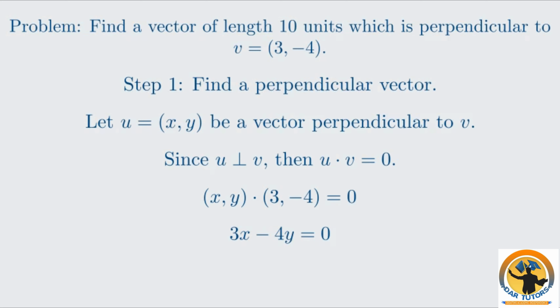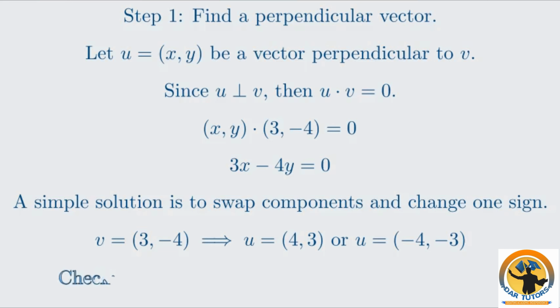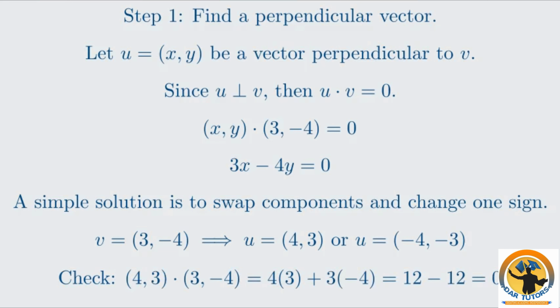A simple way to find one is to swap the components of v and change the sign of one of them. So if v is (3, -4), a perpendicular vector can be found by swapping the components to get (-4, 3), and changing the sign of the first component to get (4, 3). Let's check if this works. 3 times 4 minus 4 times 3 is 12 - 12, which is 0. It works. So u equals (4, 3) is a vector perpendicular to v.